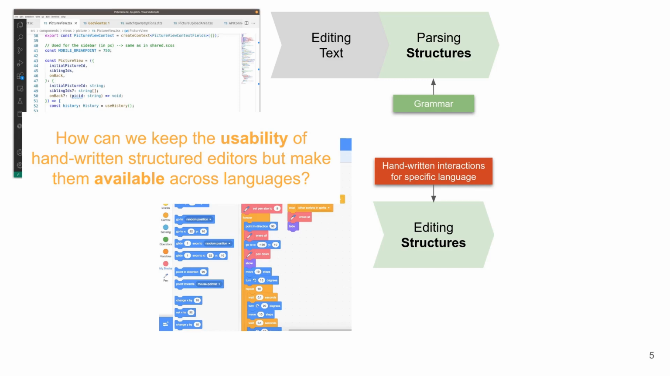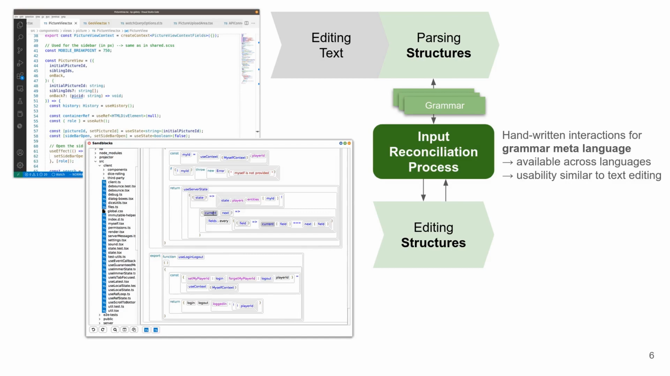So the question that we set out to answer was, how can we keep the usability of handwritten structured editors but make them available across languages? And our approach to this is to introduce an input reconciliation process that acts on the meta level, on the grammar itself. So we're still handwriting interactions, but we're doing it for grammars as a concept rather than a specific grammar, a specific editor. Meaning, in the end, we get usable interactions across all languages that have a grammar.